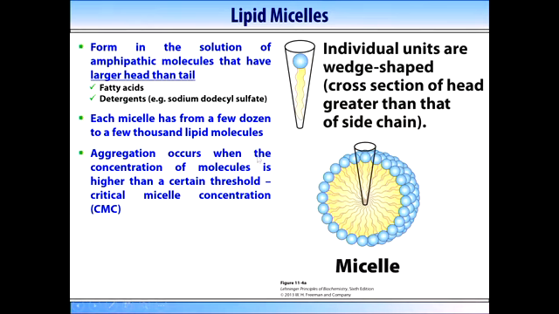This aggregation occurs when the concentration of the molecule is higher than a certain threshold. That threshold is called the critical micelle concentration, or CMC. This number is different for any given type of lipid molecule. When the concentration of the particular lipid in water reaches or becomes above that threshold, the molecules spontaneously start to organize into these micelle structures.